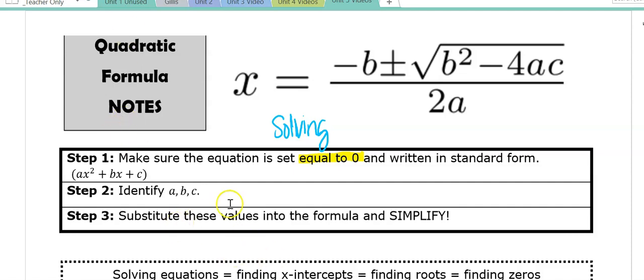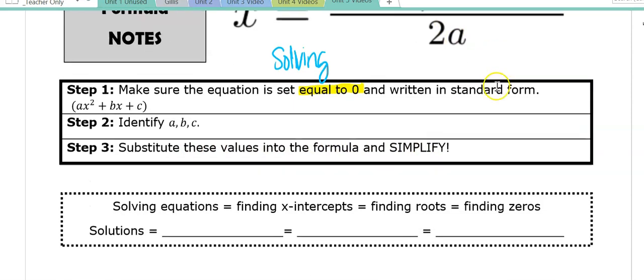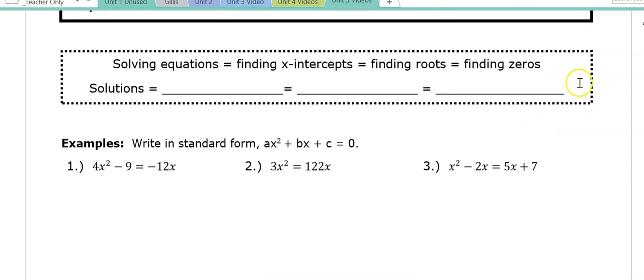Then you're going to identify the A, B, and C, which you guys are great at. Then you're going to substitute these into the formula and simplify. So don't be too overwhelmed by the formula. We're going to look at it a little bit. As a reminder, solving equations is finding the x-intercepts, finding the roots, and finding the zeros. So we call solutions, what else do we call them? X-intercepts, because it's where they cross the x-axis. Roots, or zeros. It is also the zeros of the equation, okay?